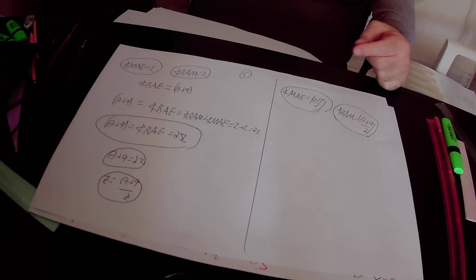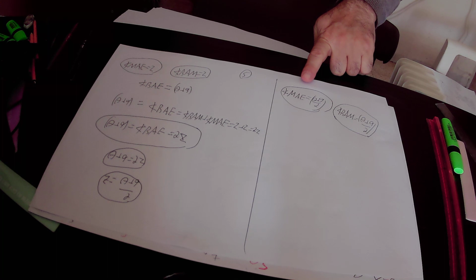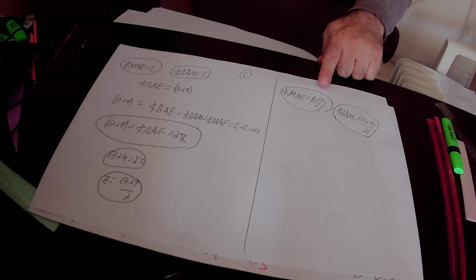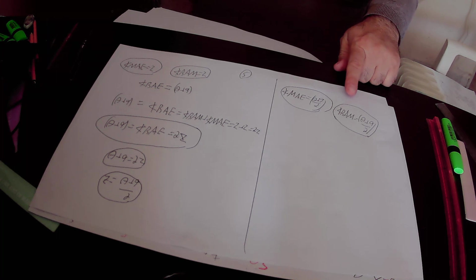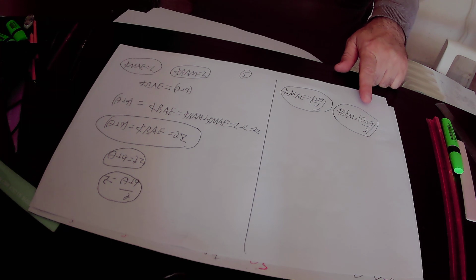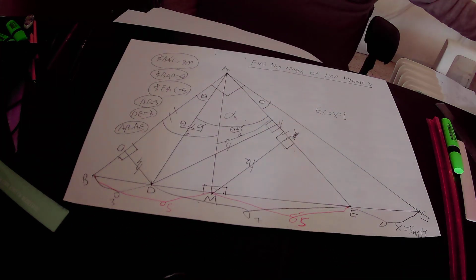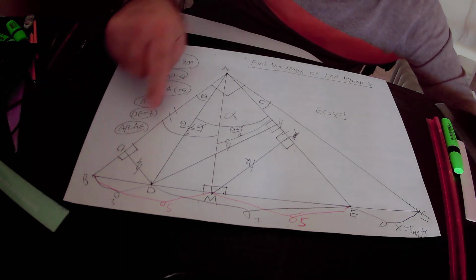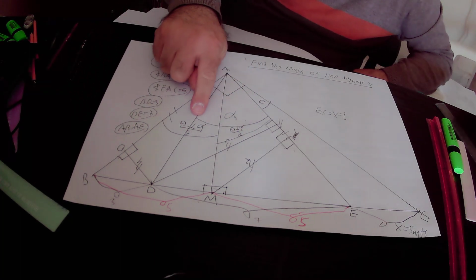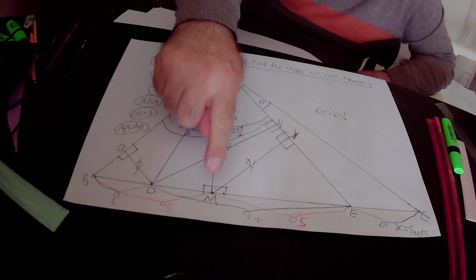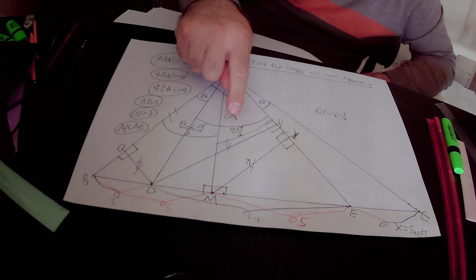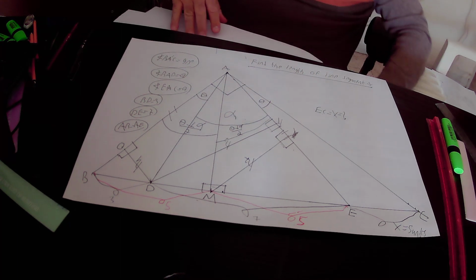That is to say, angle MAE, which equals Z, equals theta plus alpha over 2, and angle BAM, which is also equal to Z, equals theta plus alpha over 2. So we can write here that angle BAM equals theta plus alpha over 2, and angle MAE is also equal to theta plus alpha over 2.